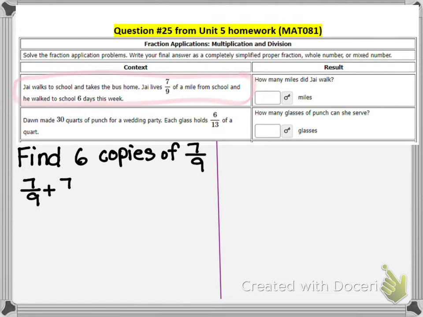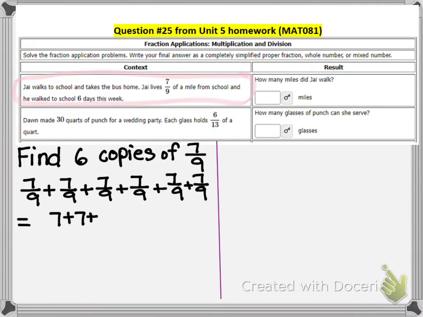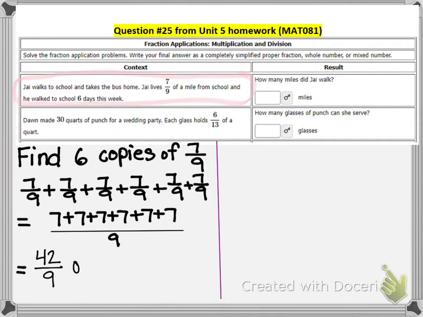We could think of this as repeated addition, meaning we would add 6 copies of 7/9 together, and that would cover the distance that he walked each day, and we would put it together and we would have 6 of them. Since we have a common denominator, we can just add the numerators. So we would add all 6 of those 7s together and place the result over 9. So if I add 7 plus 7 plus 7 plus 7 plus 7 plus 7, I get 42 over 9.